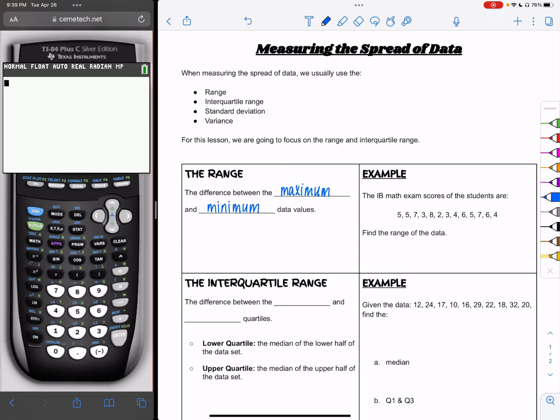It says the IB math exam scores of the students are as follows. We want to find the range of the data. So I have to understand what my max and my min are. I see that my maximum number in the data set is an 8. The min of my data set is a 2. The range is the difference between the two, my max minus my min, which means that my range is 8 minus 2, which is equal to 6.